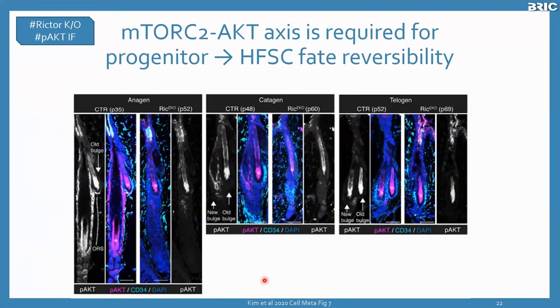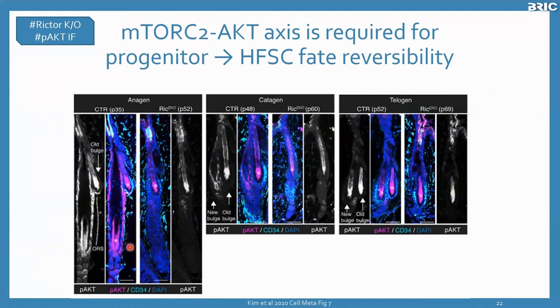And to confirm that the mTORC2 AKT axis is required for progenitor to hair follicle stem cell fate reversibility, I performed some immunofluorescent staining on tissues. So here you can see that there's an old bulge and here's a new bulge forming during anagen. And you can see that AKT signaling is very upregulated during the anagen phase in ORS cells.